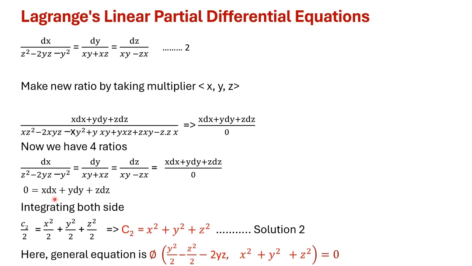Now x square dx on integration becomes x square by 2 plus y square dy will become y square by 2 plus z square dz will become z square by 2. Now here in the bottom all the 2's can get cancelled. So we get C2 is equal to x square plus y square plus z square. This is solution 2. So here the general solution phi is a function of solution 1 and solution 2. Solution 1 we have calculated earlier, which is y square by 2 minus z square by 2 minus 2yz. And now the second solution is x square plus y square plus z square.